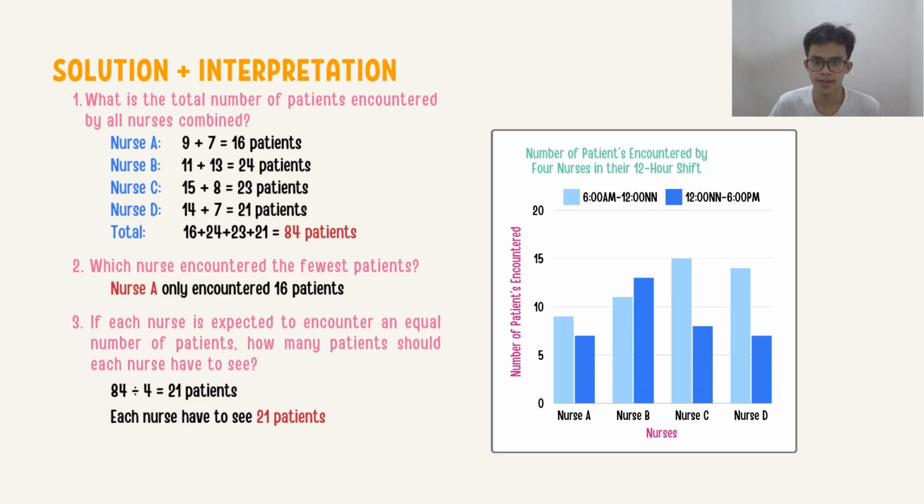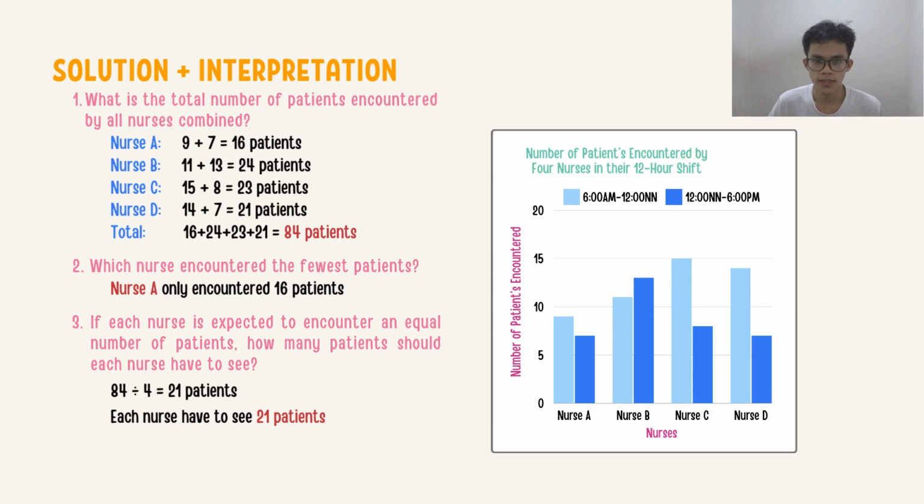So Nurse A had 9 patients and 7 patients, which equates to 16 patients. Nurse B had 11 and 13, a total of 24 patients. Nurse C had 15 and 8, a total of 23 patients. And Nurse D had 14 and 7, a total of 21 patients. So adding all these values, 16, 24, 23, 21 is equal to 84 patients. So the total number of patients encountered by all nurses combined is 84 patients.